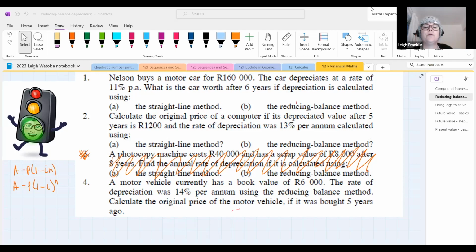Just check what's going on in the chat. Yes, that's looking good. Gugu, which answer? Yes, for both, Gugu. You are correct. Well done. I know some of us are on to question 2 already. Well done, everybody.